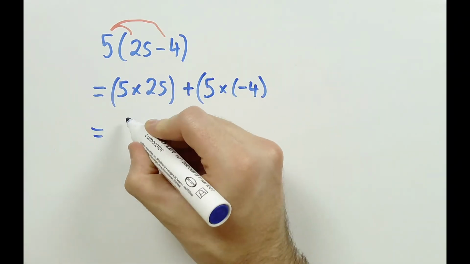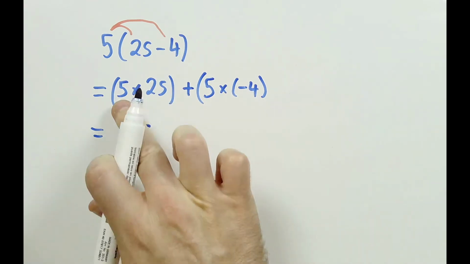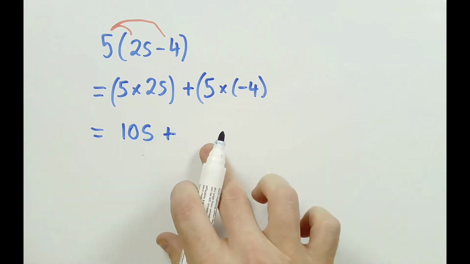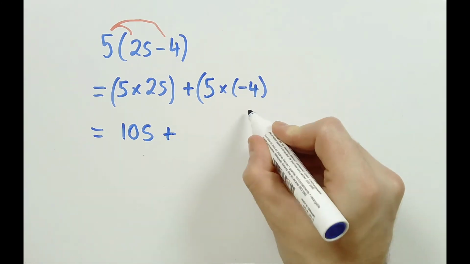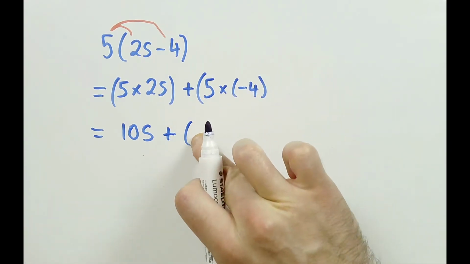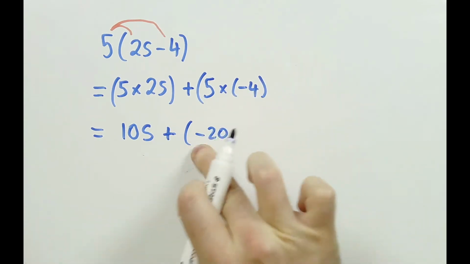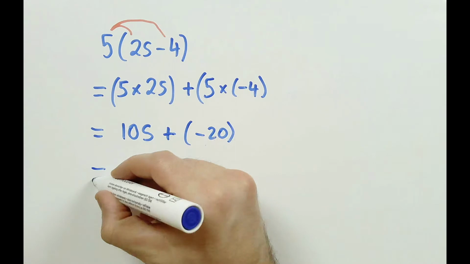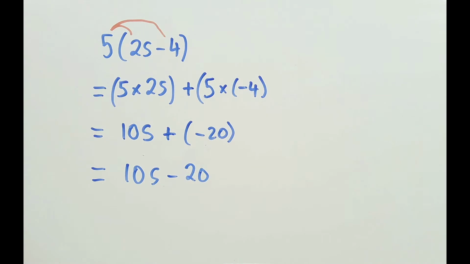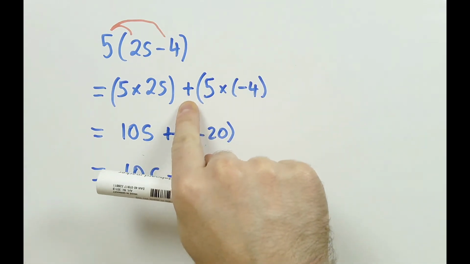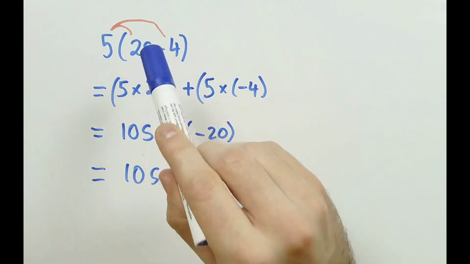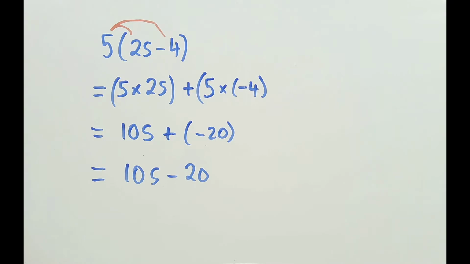So we're left with 10s, so 5 times 2s is 5 times 2, multiplied by s, 10s, and the second term is plus 5 times negative 4, which is negative 20. Which we can, of course, simplify as 10s - 20. So I left the middle here as a plus, but you can quickly see that you can replace it with a minus when you have a minus in the second component of the brackets. We could have skipped a couple of steps.